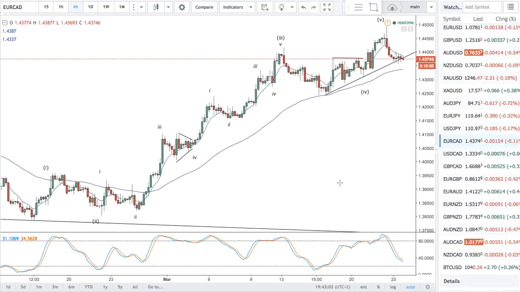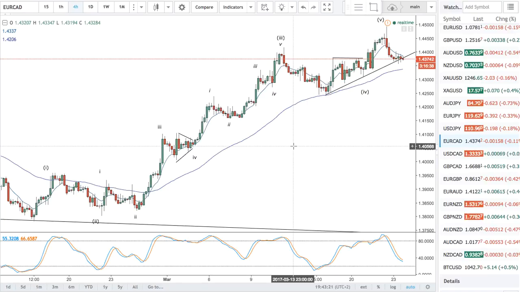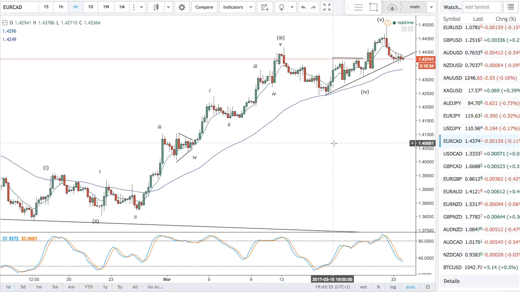Before I do the update tonight, I want to make a short video about multiple viewpoints and multiple counts on particular charts. Recently, I've had a couple of pairs that I've shown multiple views on, and other charts that I have shown singular views on. And I'd like to explain why that is, because with Elliott Wave, you always need to deal with multiple counts.